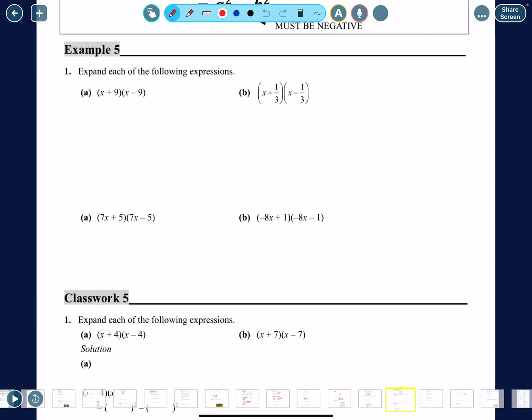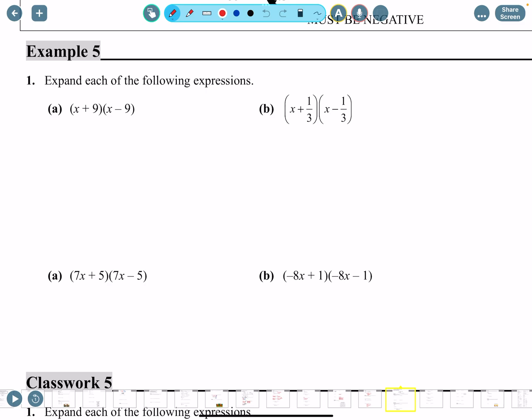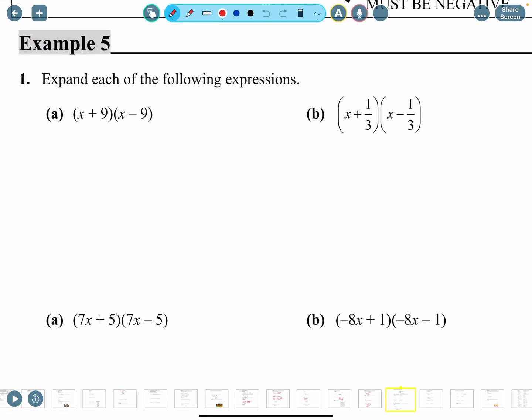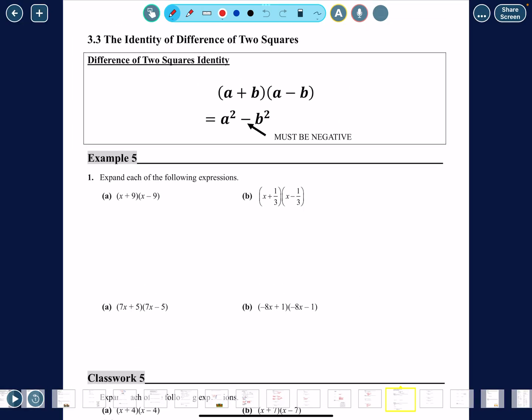Okay. And then I'm not sure if I will have time to go through this. This is the last identity of the chapter. Basically, when you see (a plus b)(a minus b), and you do the rainbow method, you will end up with a squared minus ab plus ba minus b squared. ab and ba are basically the same. It's like 1 times 2 and 2 times 1 are the same, right? So a squared minus ab plus ab minus b squared.